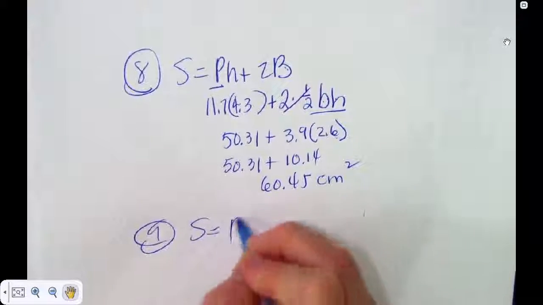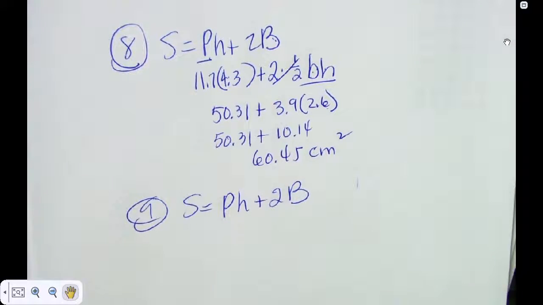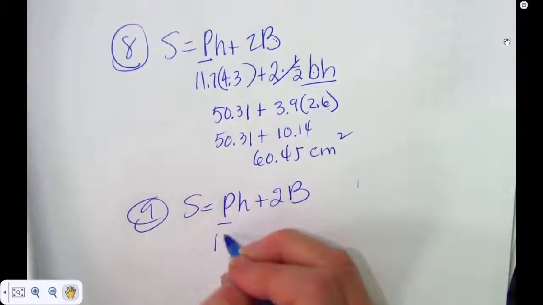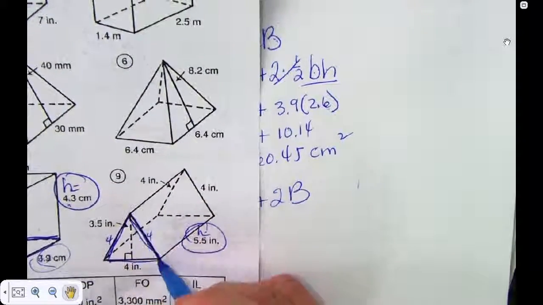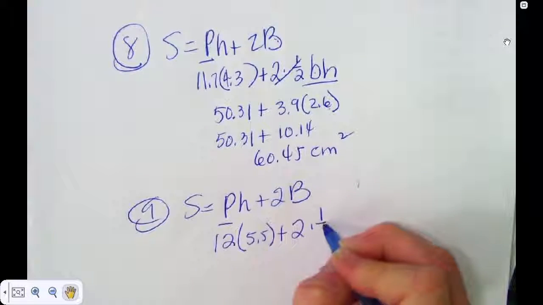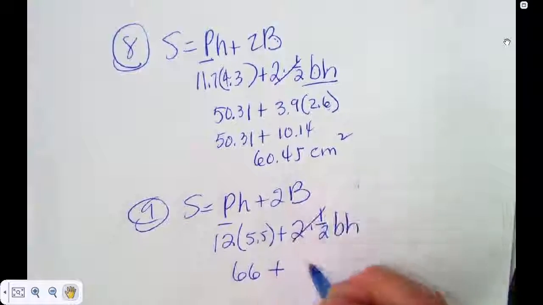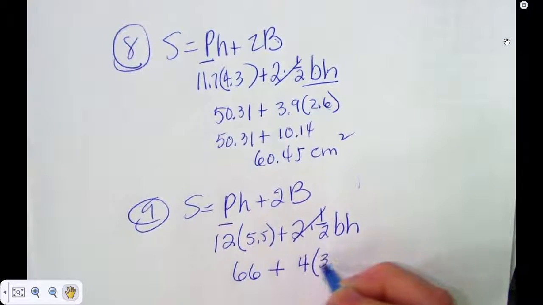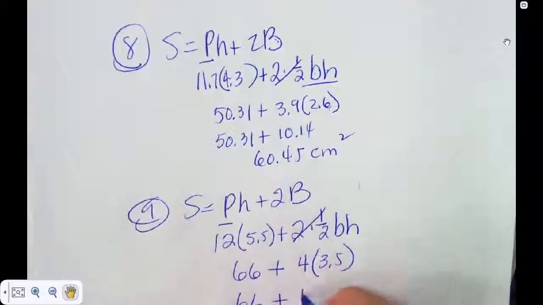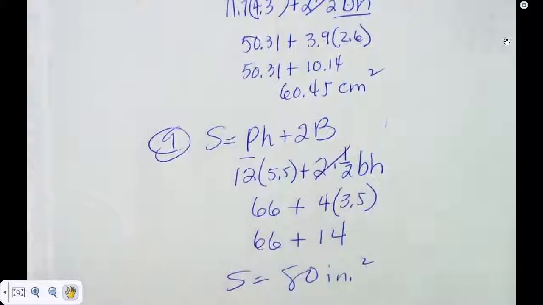Okay, number 9. What'd you get for number 9? 80. Good. So the perimeter is 12, because that's an equilateral triangle, times 5.5 plus 2 times the triangle area, plus 4 times 3.5. That's 80 square inches, because it's surface area. Awesome. Good deal.